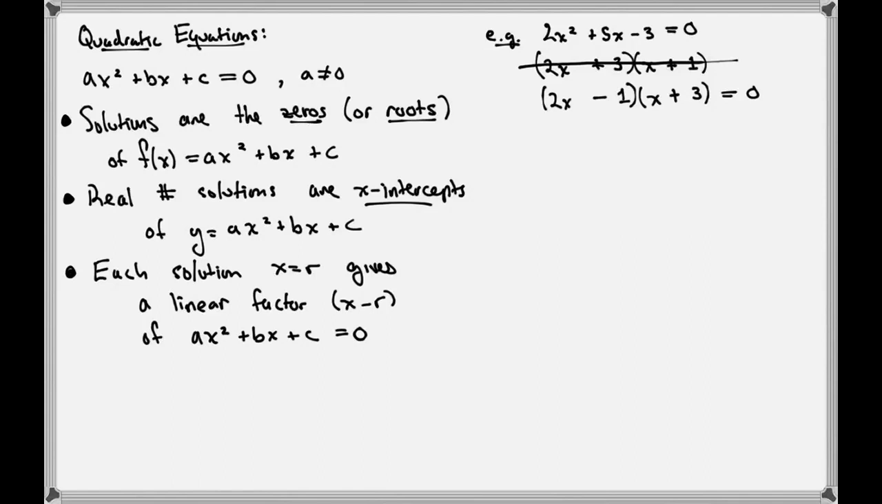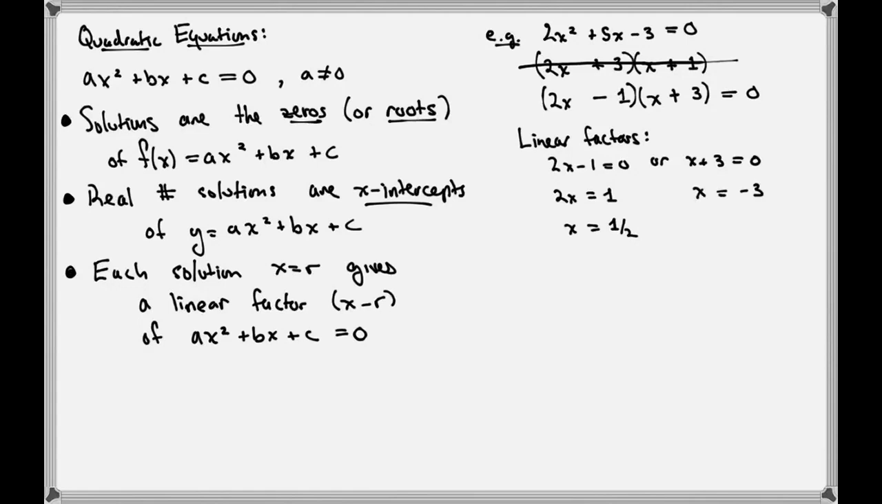And once I have that and I set them equal to 0, it must be that either this factor is 0 or this factor is 0 because I'm multiplying them together. So linear factors, 2x minus 1 has to be 0, or x plus 3 has to be equal to 0. I can now solve each one of them and find a root of this equation. First one tells me 2x is equal to 1, so x is equal to 1/2. And the second one tells me x is equal to minus 3.